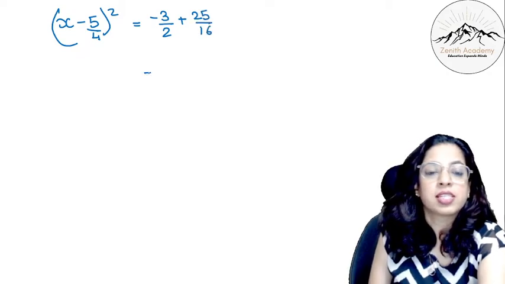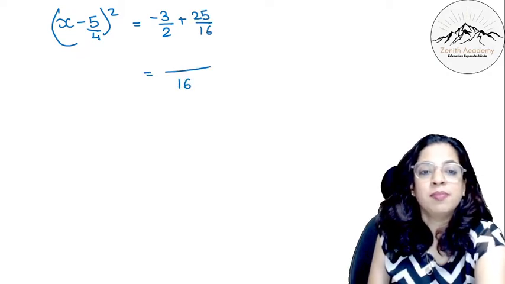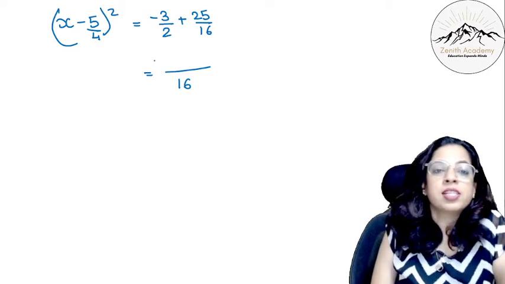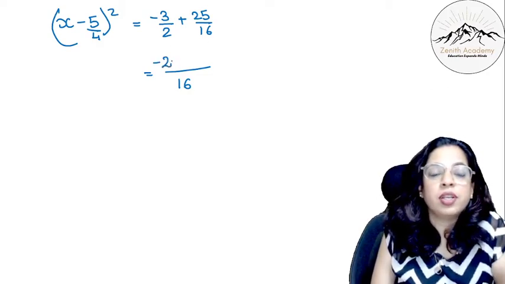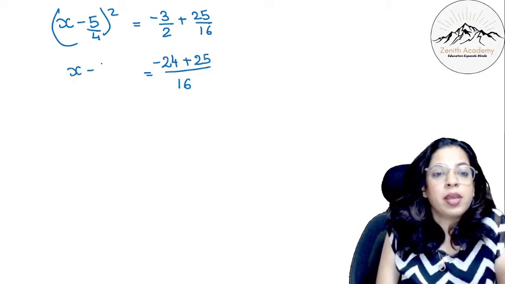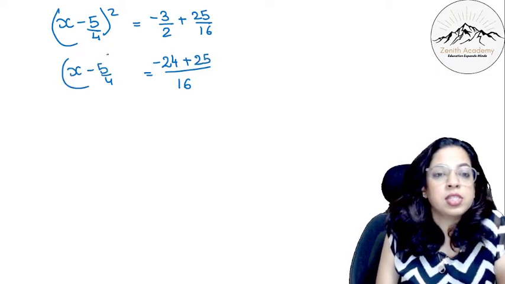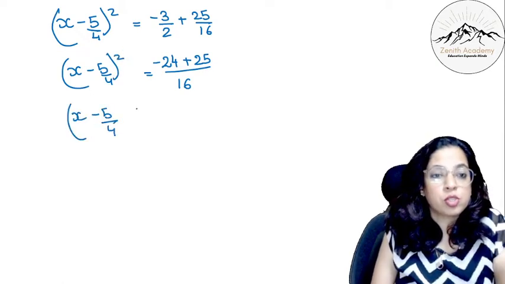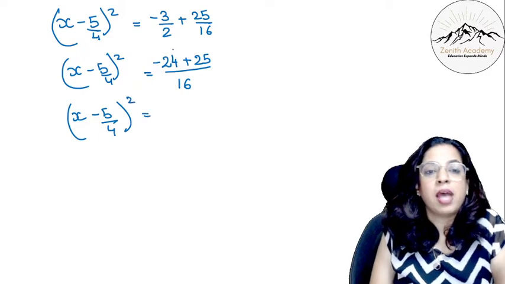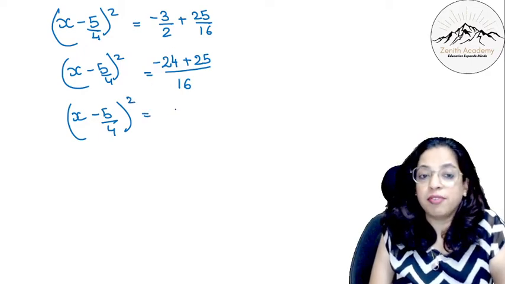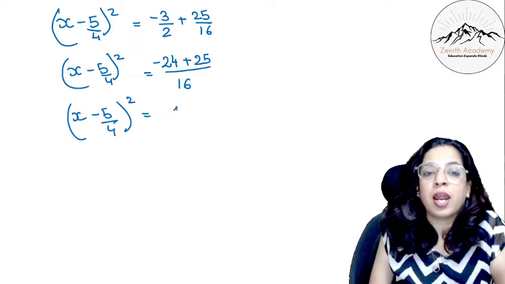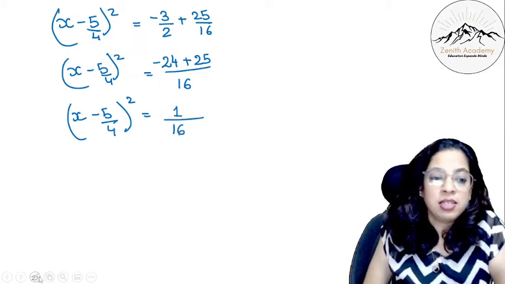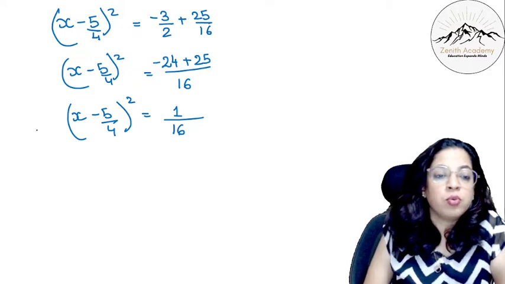I will show you here, minus 3/2 plus 25/16. So if you take 16 as the LCM, 2 8s are 16, so 3 8s are 24, minus 24 plus 25. So x minus 5/4 whole square will be equal to minus 24 plus 25. Both are different signs, so you will subtract and put the sign of the bigger one. So it will be 1/16.